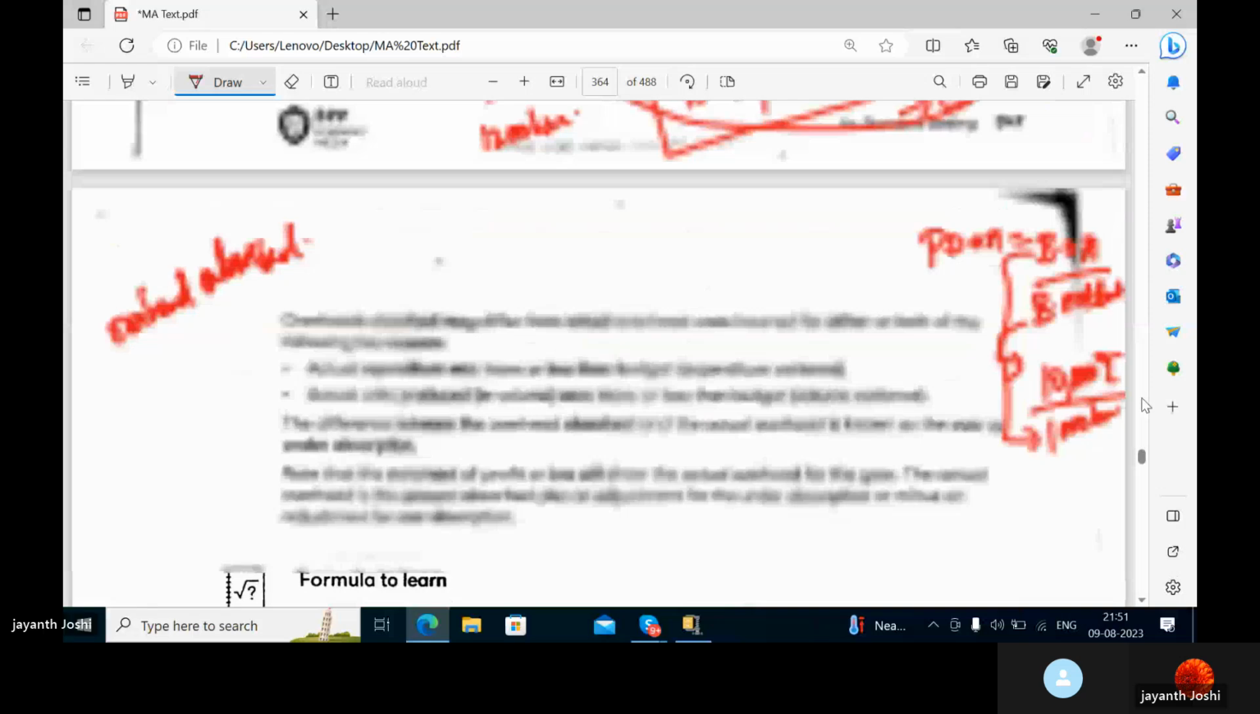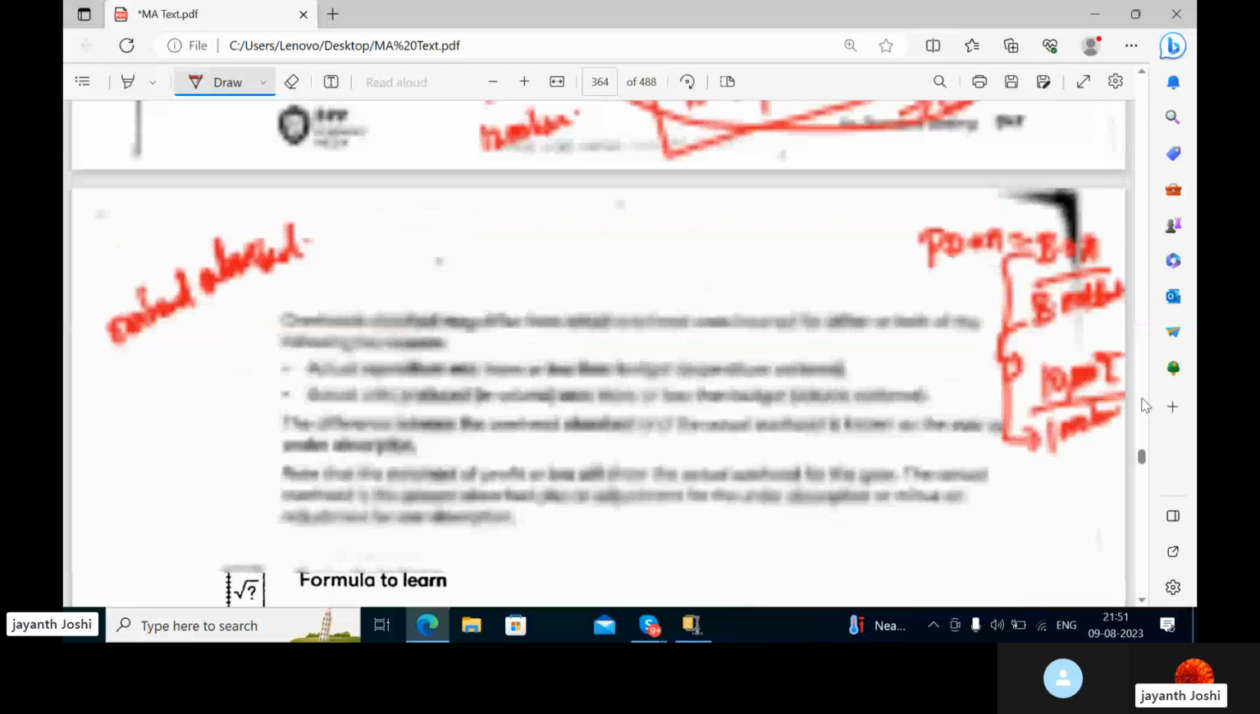This is the actual cost for overhead. When the overhead absorbed is more than the actual overhead, it is called over absorption. What is this called? Over absorption. It's not under absorption, right?